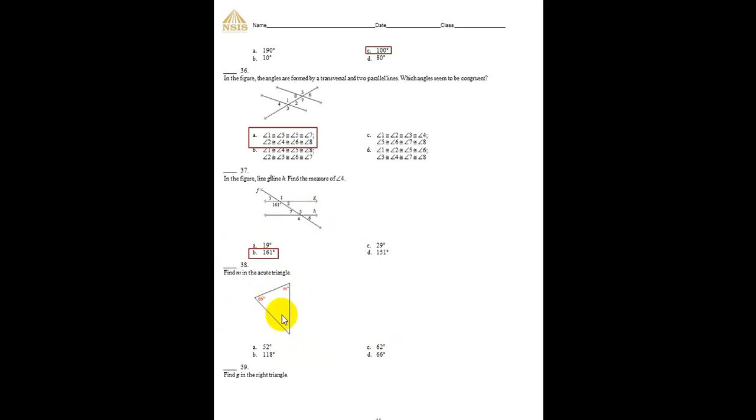Find M in the acute triangle. The sum of the three angles of any triangle equals 180. So angle M equals 180 minus 66 plus 52. Number 39, find G in the right triangle. In any right triangle, the sum of the two acute angles must equal 90. So G equals 90 minus 56 equals 34.